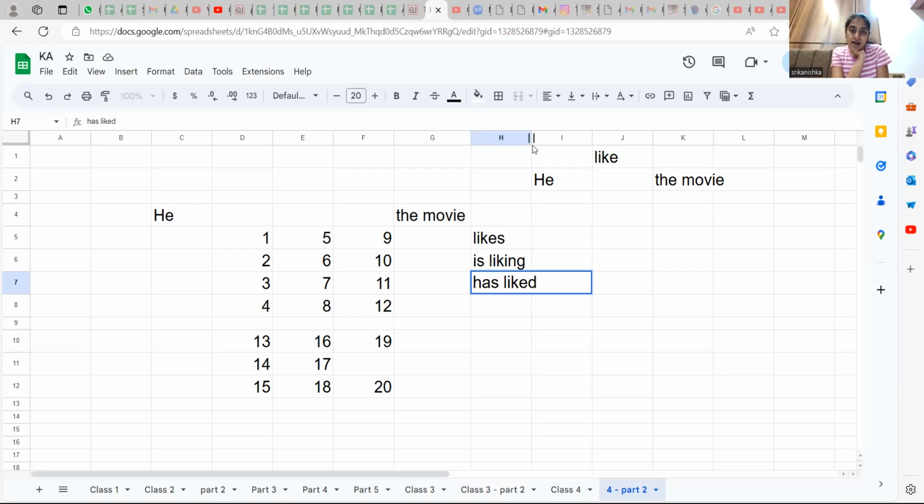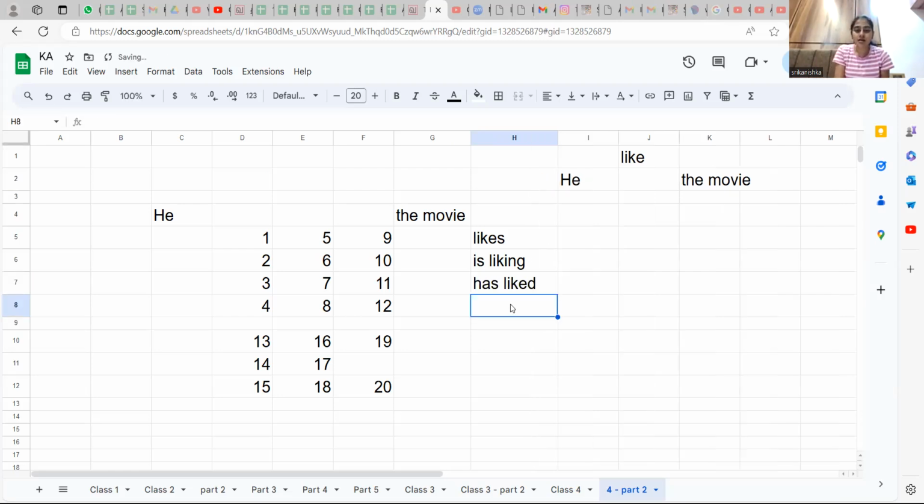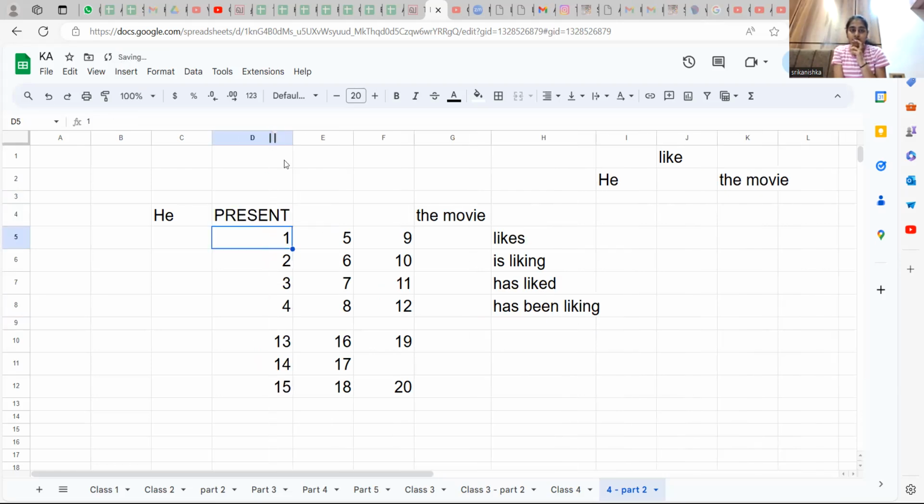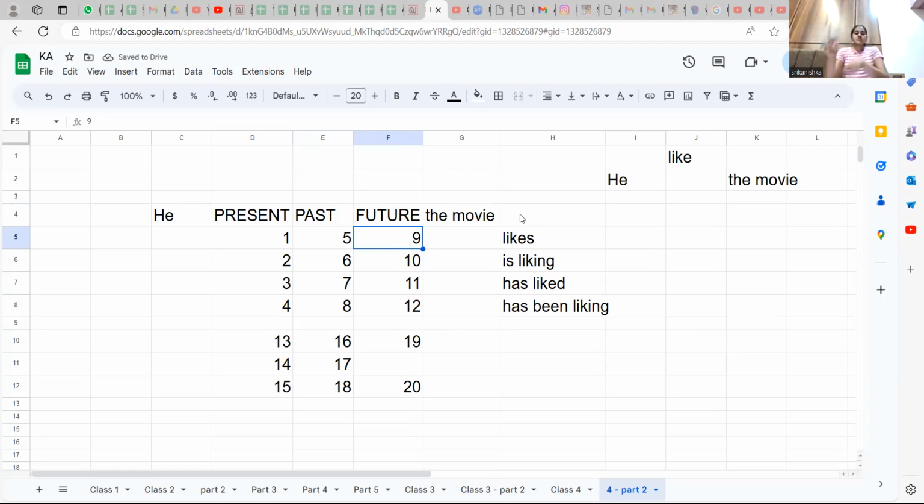Liking, likes, liked. Okay, number four. Has been liking. So you are a little bit struggling, but we'll go with it. Number five, careful. You have to have the verb forms: liking, likes. Number five. He like. Why are you struggling here? Because this is present, isn't it? This is past, isn't it? This is future, isn't it? Likes, is liking, has liked, has been liking. He liked. Very nice. You're taking it from number two, so this also is same.